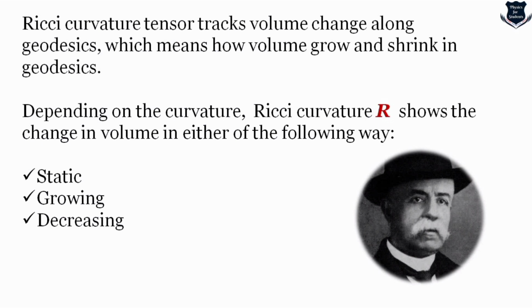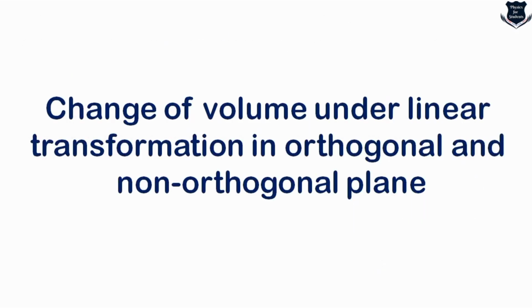size. So independently, the Italian mathematician Ricci, much earlier than Einstein's formulation of relativity, found this Ricci curvature, which was used by Einstein later in his magnum opus, the General Theory of Relativity, or GTR, to help calculate those. Okay, now this is something very important which I would like to explain to our viewers. The change of volume under linear transformation in orthogonal and non-orthogonal plane.